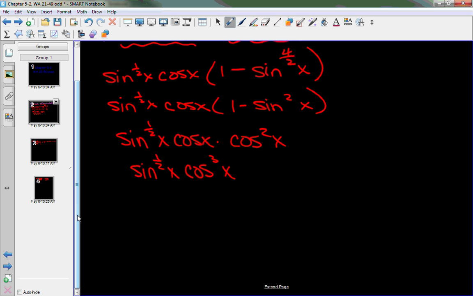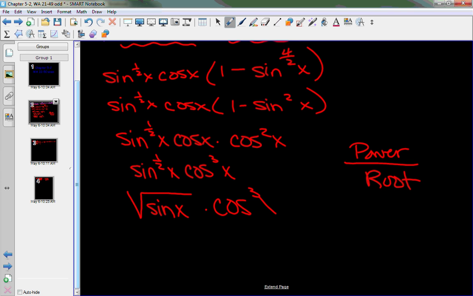Now, when you have a fractional power, it means power over root, remember? So that means my power is a 1, and I'm taking the square root of that. So give me the cosine cubed of x times the square root of sine of x.